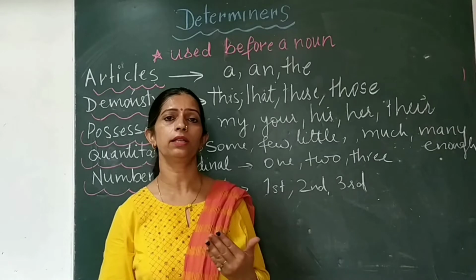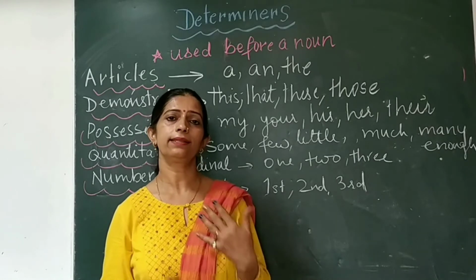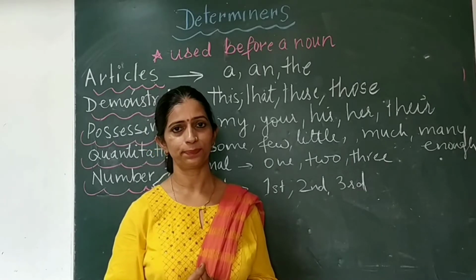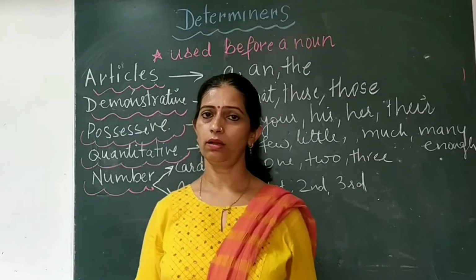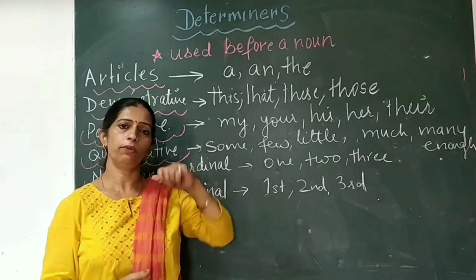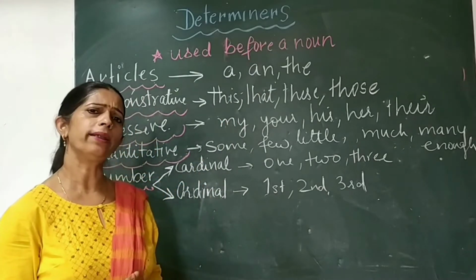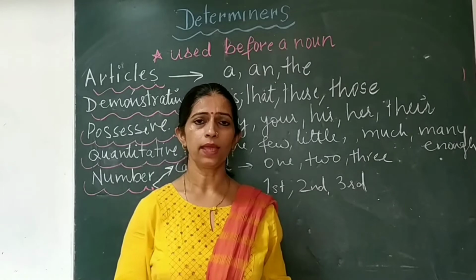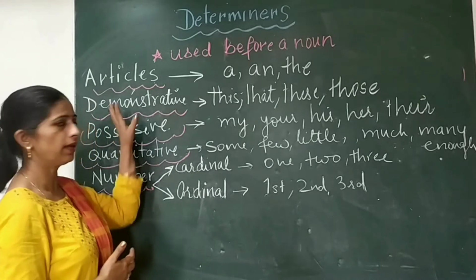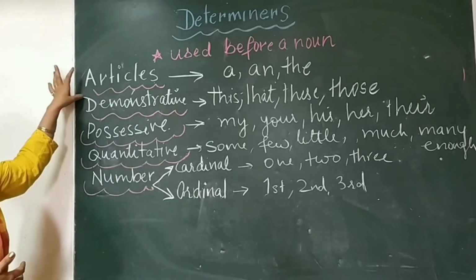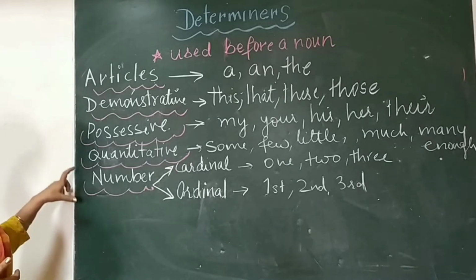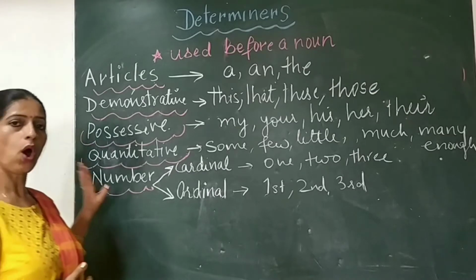So let's see, there is a long list of the determiners. Let's see which are they and how can we use them in our writings. Okay, let's begin. First of all, as I told, determiners are used before a noun. Before a noun, it may be a countable noun or it may be an uncountable noun. There are 5 different types. You can just see: articles, demonstrative, possessive, quantitative, number. So these are the different types of the determiners.